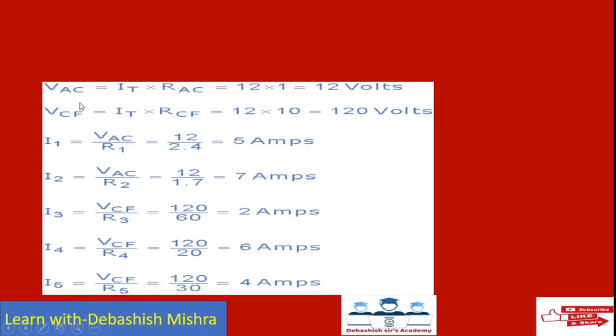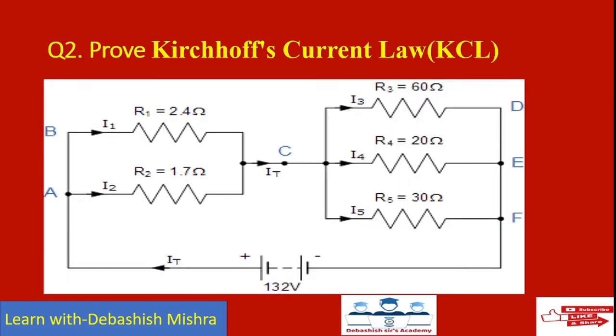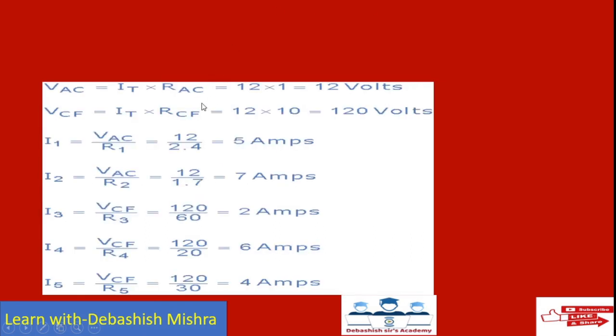VAC will be how much? You see here in this diagram, this is VAC, so IT into RAC. You will get 12 into 1, it is 12 volt. So VCF is the total current IT into RCF, you will get 12 into 10 is equal to 120 volt.